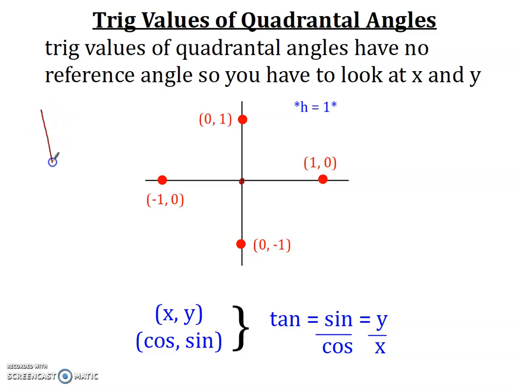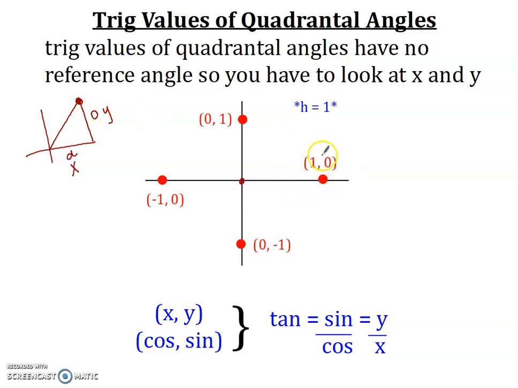Now when we were looking at a non-quadrantal angle, our adjacent side was always the x value. So anytime you're looking for something adjacent, you're looking at the x value of the point. The opposite side was always the vertical, so that always went with the y value. The adjacent side was always along the x-axis, the opposite side was always moving along the y-axis. So adjacent will always go with x, opposite will always go with y.